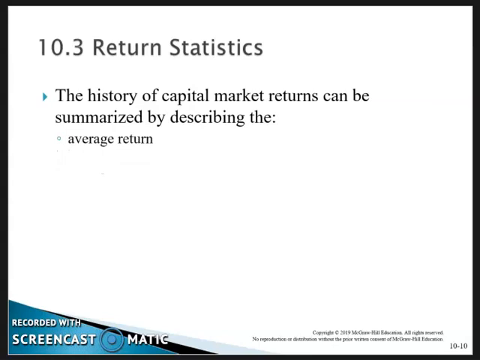So we're going to look at the returns based on the average return. And this should be an equal sign here. R bar is the notation for the mean. So we sum up all the observations and we divide by the number of observations, and that gives us the mean.